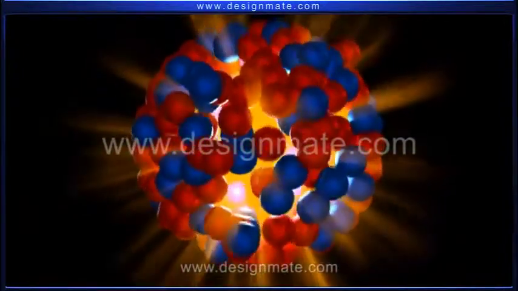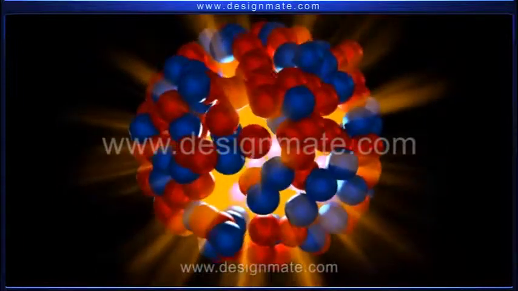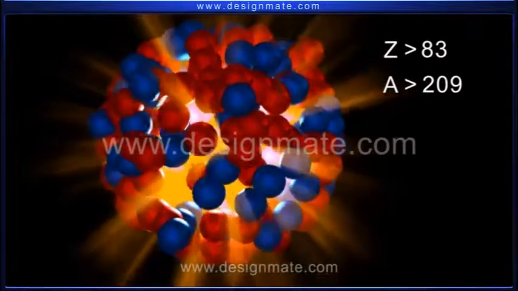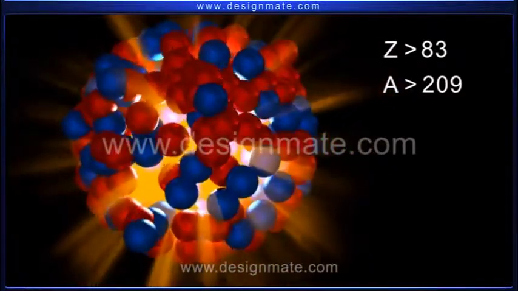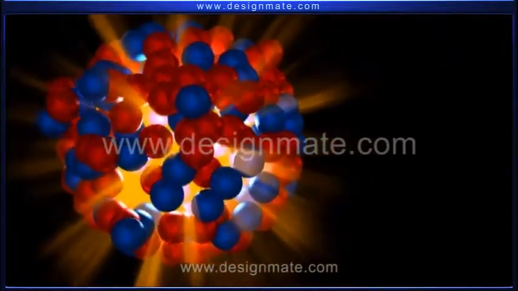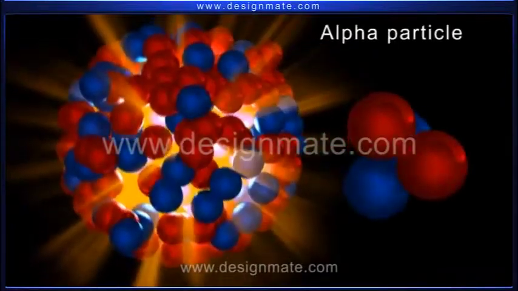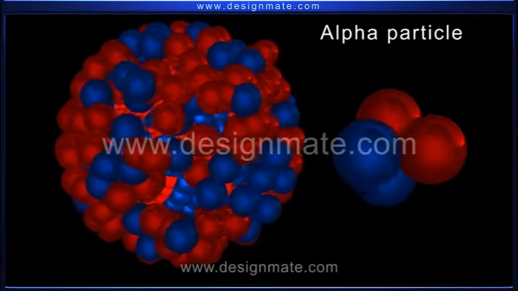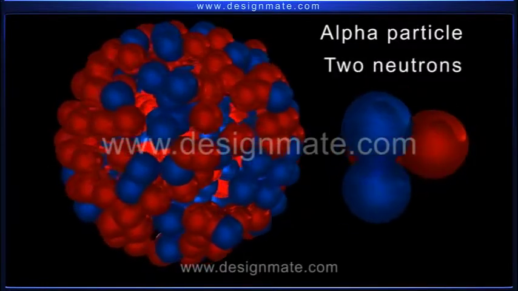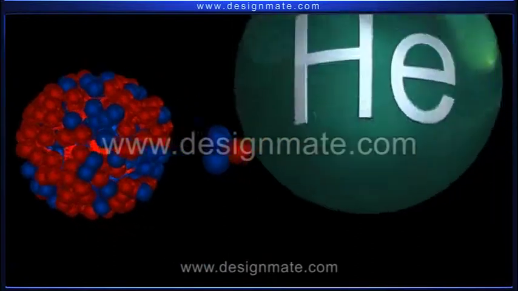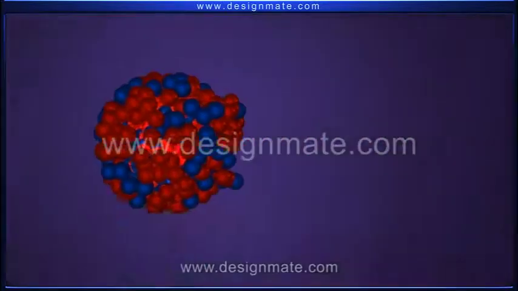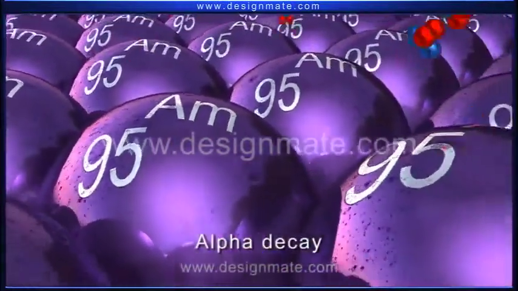The nucleus becomes unstable. To attain stability, the heavier nuclei with Z greater than 83 and A greater than 209 spontaneously transform themselves into lighter ones through the emission of one or more alpha particles. An alpha particle is a composite particle consisting of 2 protons and 2 neutrons tightly bound together. It is identical to the nucleus of a helium atom. Such a radioactive decay is called alpha decay.